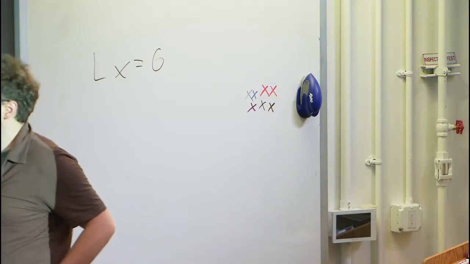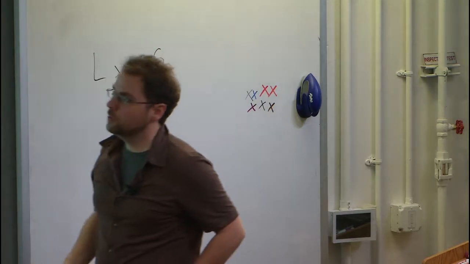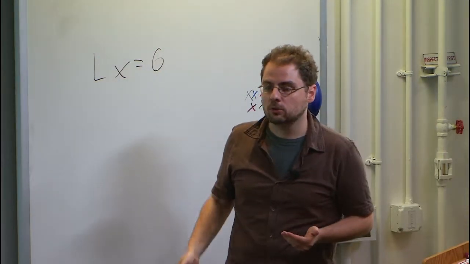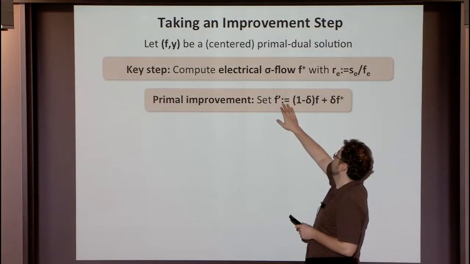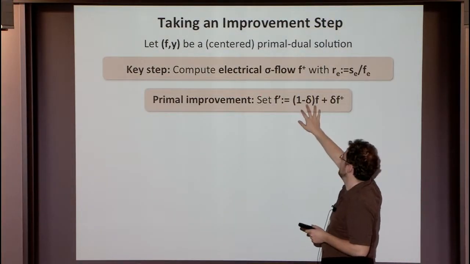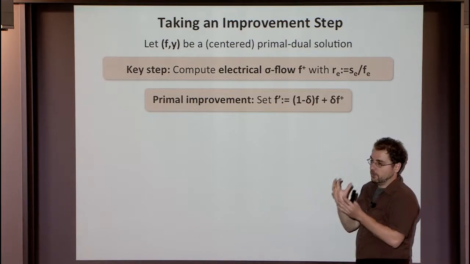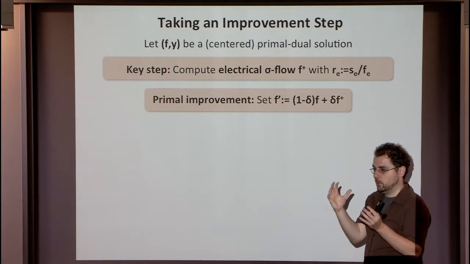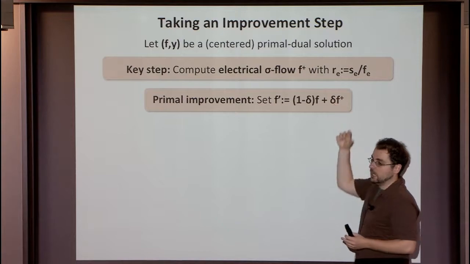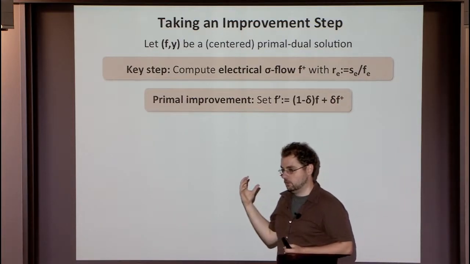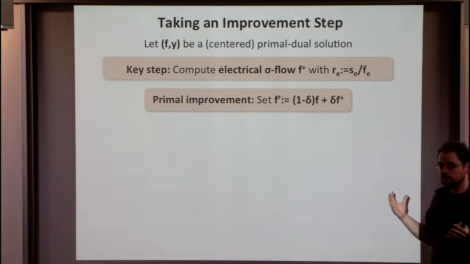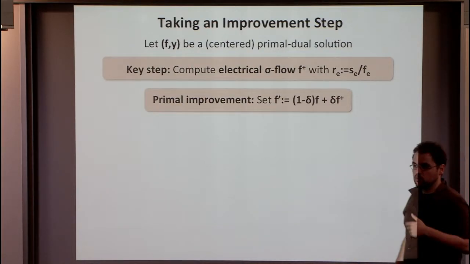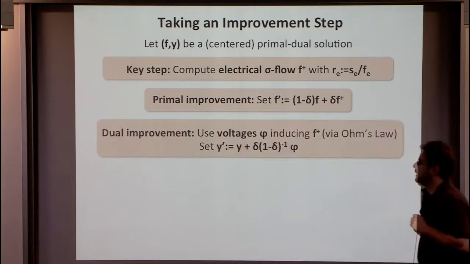Okay. So once we compute the electrical flow, we want to use it to update our solution. So we have to do a primal improvement step, and what we do is something very natural. We take a mixing of our current solution, with weight 1 minus delta, and then we mix in a delta of this electrical flow. Since I took a convex combination, I am still getting a sigma flow out of that. I will still have to argue about feasibility, but let's leave it at that.